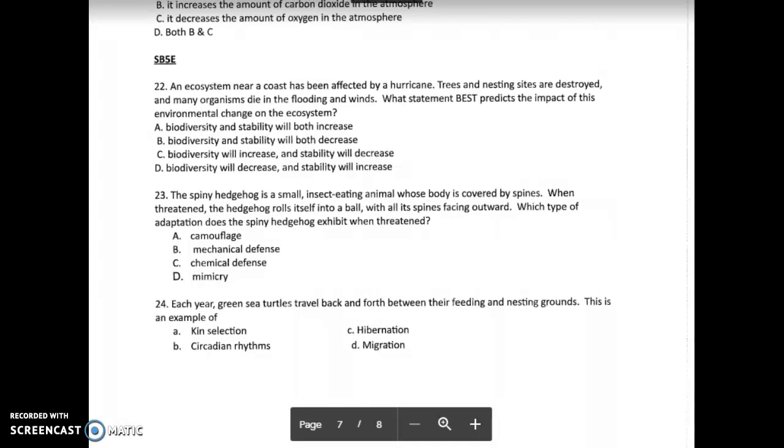Number 24. Each year, green sea turtles travel back and forth between their feeding and nesting grounds. This is an example of A. Kin selection. B. Circadian rhythms. C. Hibernation. D. Migration.